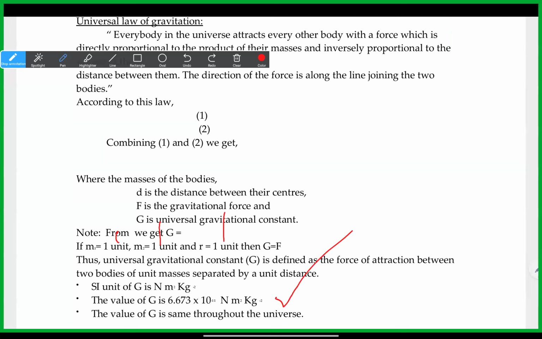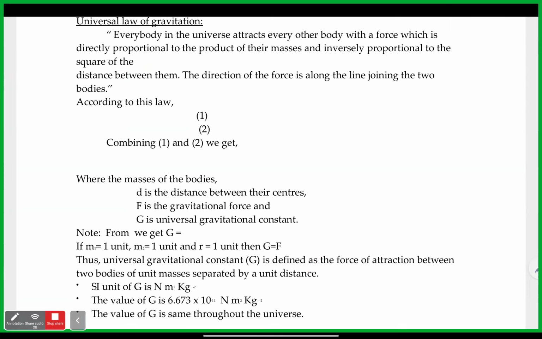So finally, they found out the value of G as 6.673 times 10 power minus 11 Newton meter squared per kg squared. Suppose we want it for 10 kgs, we will multiply with this. Like one item is 10 rupees, then 5 items is 5 into 10. So the value of G is the same throughout the units.